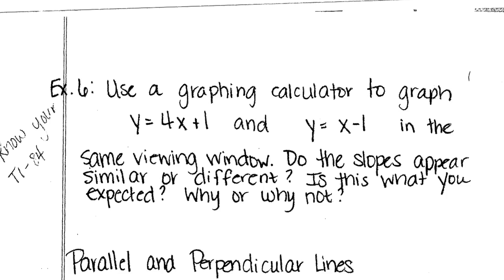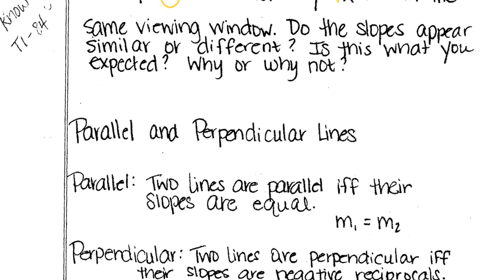What do y'all see? The first question says, do the slopes appear similar or different? Different, because we know that one slope, this one over here is a 1, and this one is a 4, right? So one is going to be incredibly steeper, okay? And it says, is this what you expected? Did you expect to see that? What else do you see that's a little different? Did it go through the same y-intercept? No. One went through negative 1. The other went through positive 1. Okay? So we probably expected that. We're pretty good with our lines.